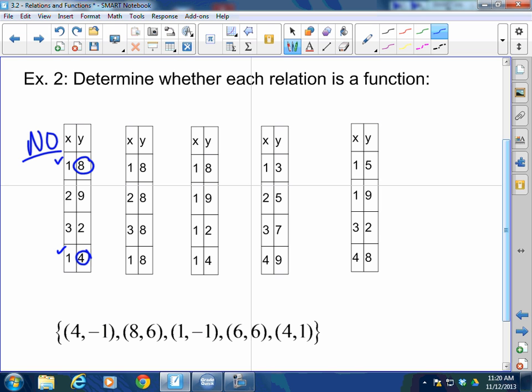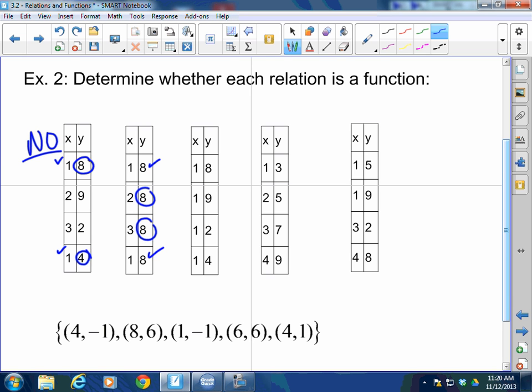How about number 2? 1, 8, 2, 8, 3, 8, 1, 8. Yes, when x was 1, y was 8. When x was 1, y is 8. Now, some people may say, whoa, you can have repeating y values? Sure, absolutely. You just can't have repeating x values with different y's.